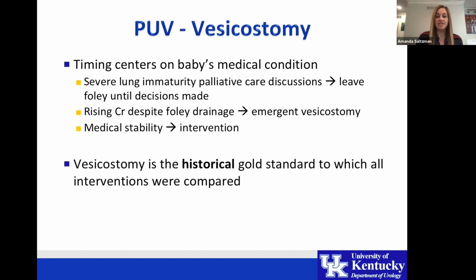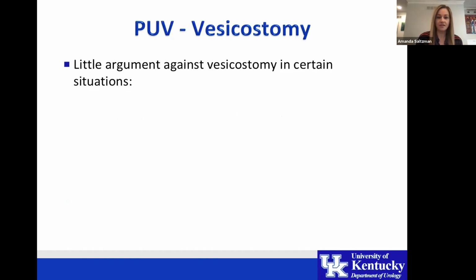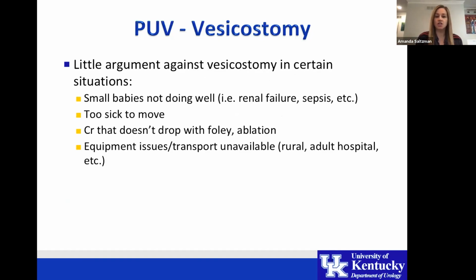Now, vesicostomy is the historical gold standard, which is what I'm going to talk about. And then Dr. Carpenter is going to talk about ablation, which is sort of the new gold standard. So in certain situations, doing vesicostomy is absolutely the right answer, and you'll get very little argument across pediatric urologists. If you've got tiny babies that can't accommodate a scope, that really need to be decompressed, then a vesicostomy is reasonable. If they're not doing well, a vesicostomy is reasonable.